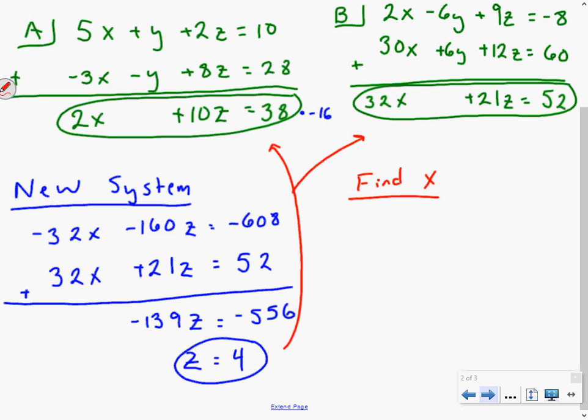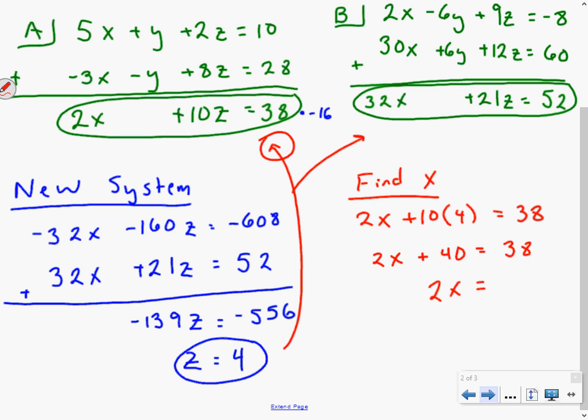So I'm going to plug it into A. I've got 2x plus 10z, so I'm going to plug in my 4 here, and that should be equal to 38. So our equation here is really 2x plus 40 equals 38. We subtract the 40, we divide by 2, and we find that x is equal to negative 1. So we're getting closer. We have our x and our z. We just need to know our y.